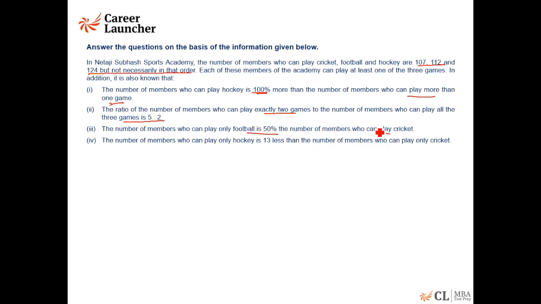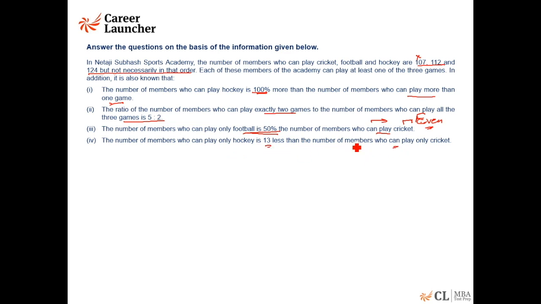Now, what does this mean? The number of members who can play only football is half the number of members who can play cricket. That means cricket is an even number. The number of members playing cricket has to be an even number. That means 107 cannot be cricket. The number of members who play only hockey is 13 less than the number of members who play only cricket.